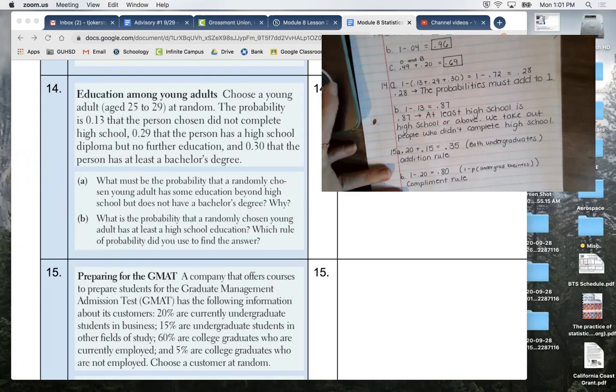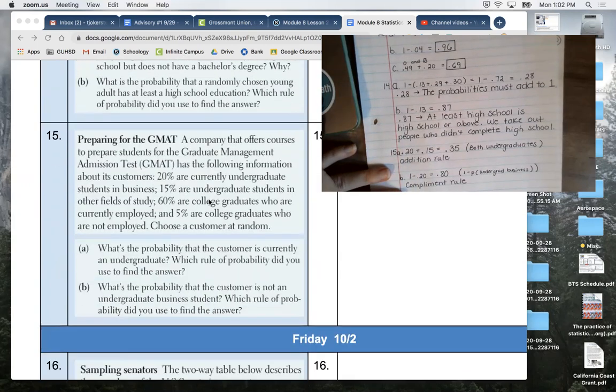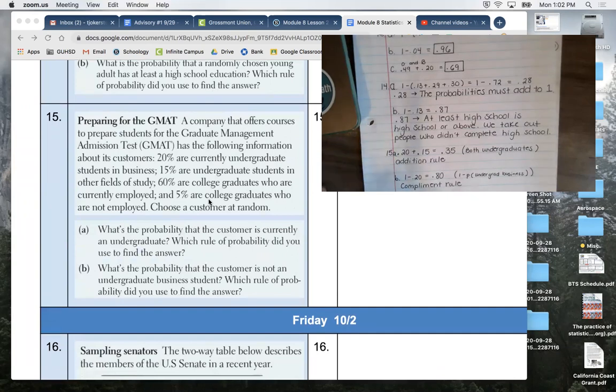If you added instead, you added 29 plus the 28 plus the 30, then that's known as the additive rule or addition rule. Okay, and the last one, we have the following breakdown: 20% currently undergraduate in business, 15% undergrads in another field of study. We have 60% that are graduates and employed, and 5% that are graduates but not employed.